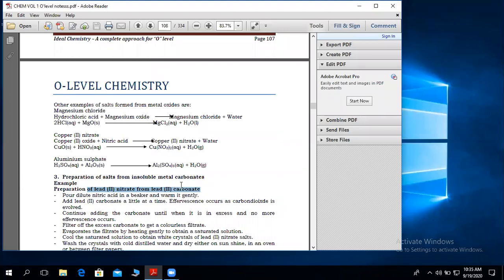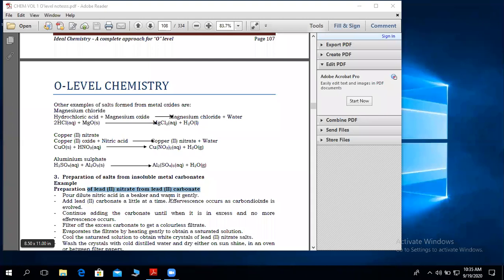I have always told you, if the spelling of this word is a nightmare for you, write bubbles. No one will penalize you. But should you attempt to write the word and you miss out one letter, 0. Effervescence occurs as carbon dioxide is evolved.